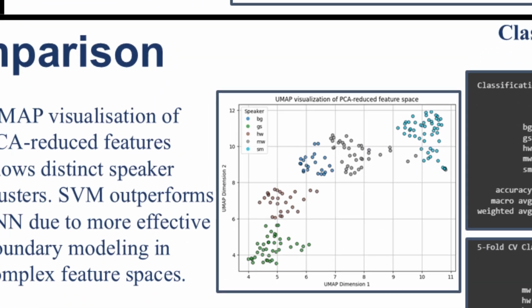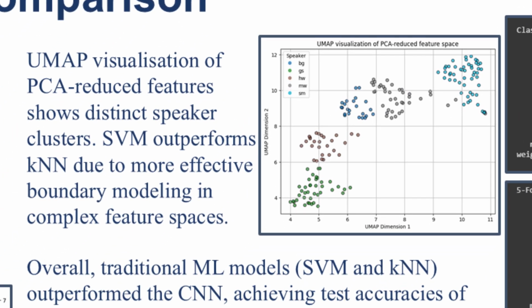I used UMAP to project the PCA-reduced features into 2 dimensions. The resulting plot shows distinct clusters for each speaker, which explains why the SVM performed so well. It was able to place effective decision boundaries between clusters. KNN also performed well, but was more sensitive to overlaps in the feature space.